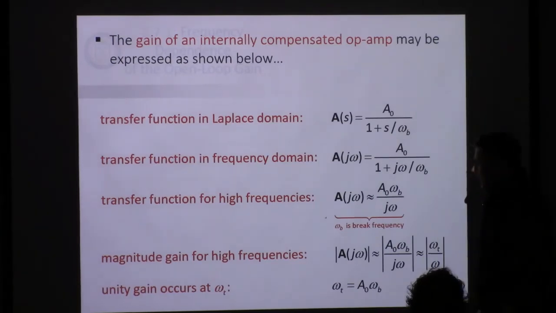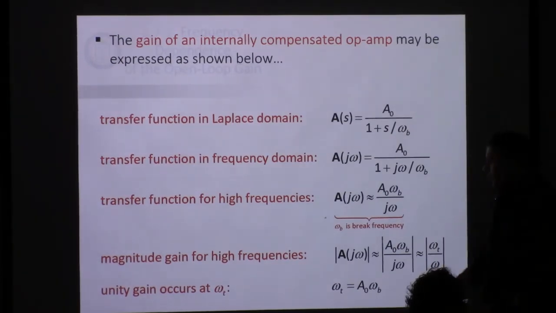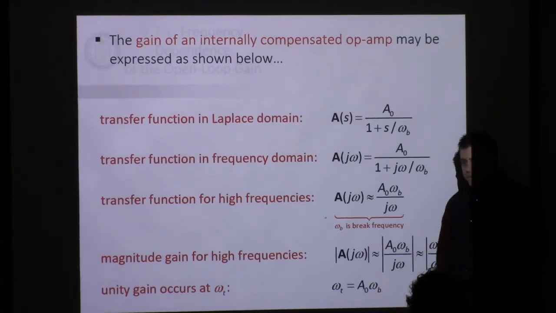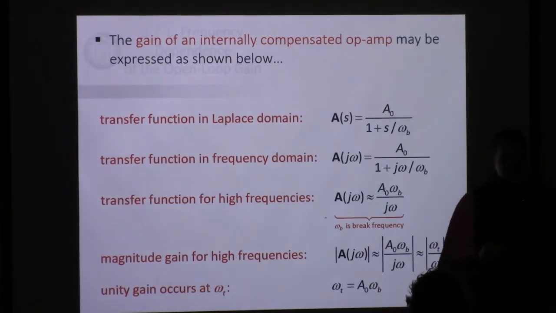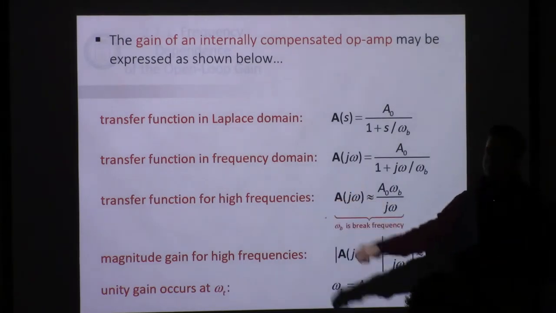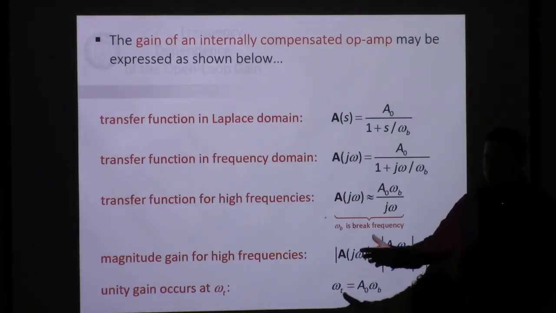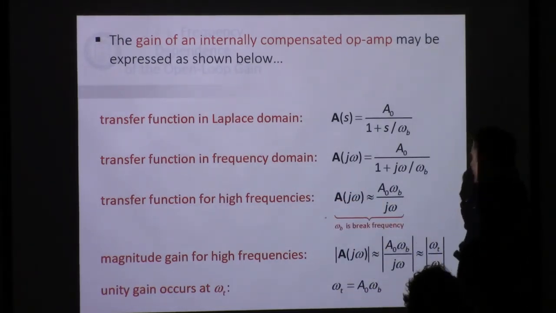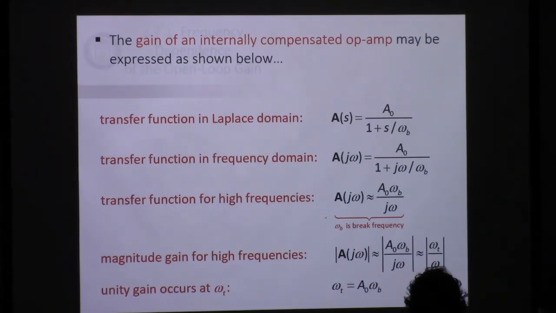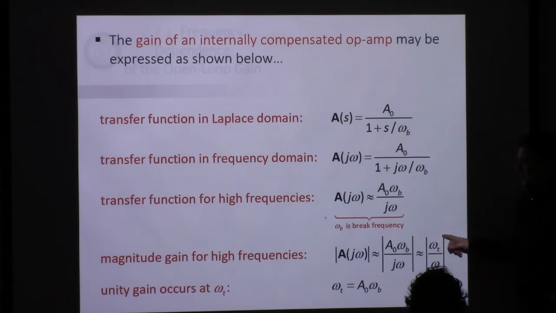The magnitude gain for high frequencies is shown, and then the unity gain. What is the unity gain? The unity gain is the frequency at which the gain is equal to 1, hence unity. And all that they're saying here is that the gain at higher frequencies is proportional to the ratio of the unity gain over the frequency itself.